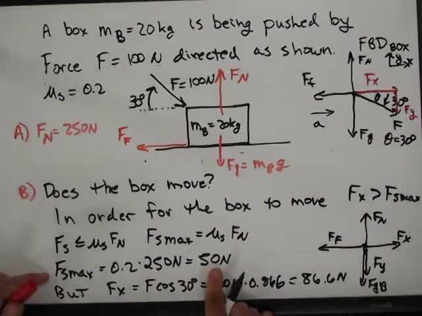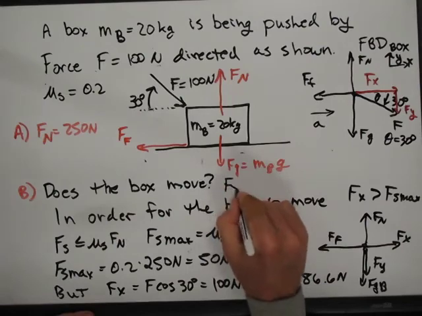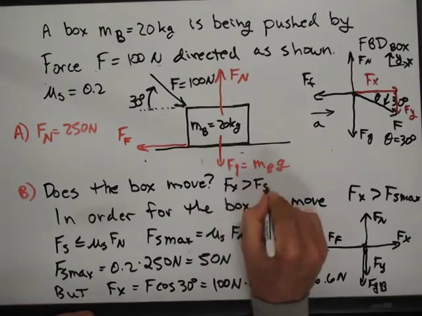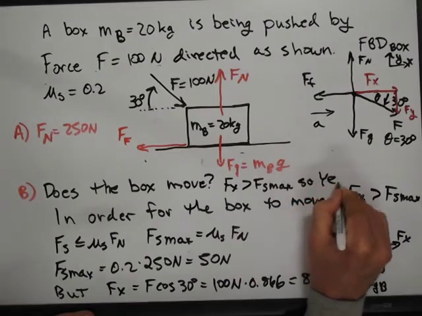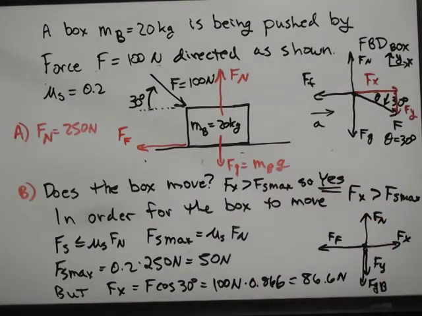That is greater than the maximum value of friction. And so Fx is greater than Fs max. So yes, it moves, right? This number is greater than that number, so the box moves.